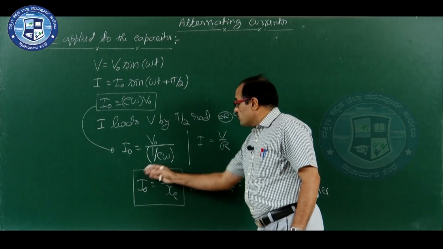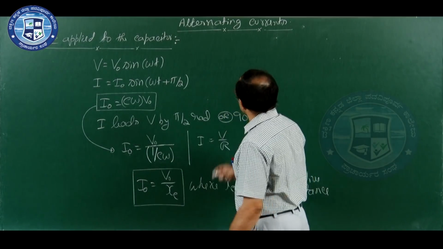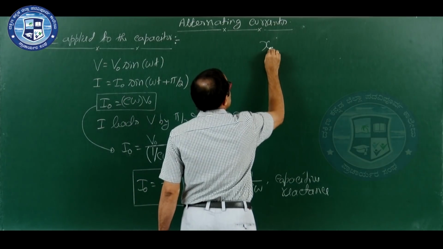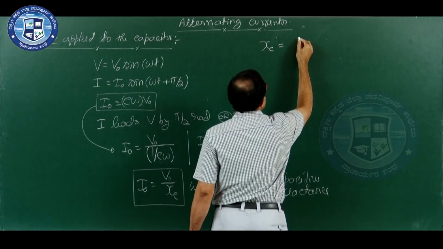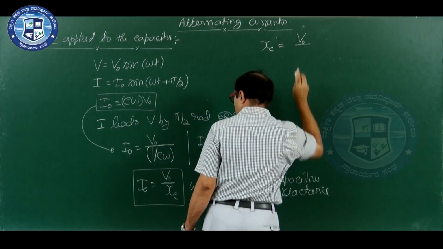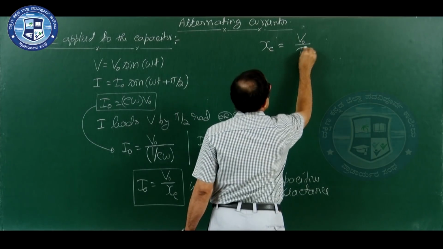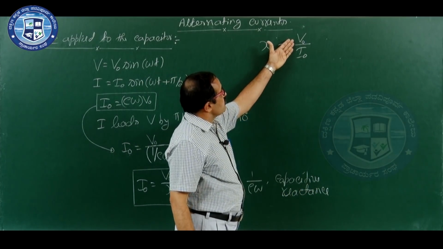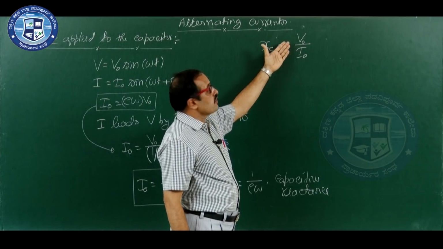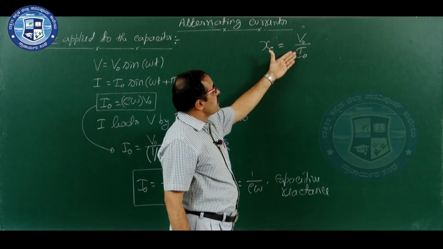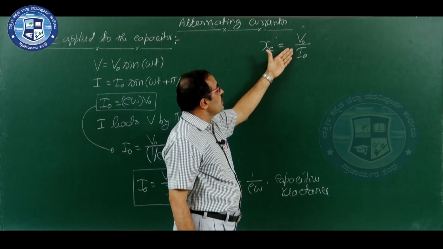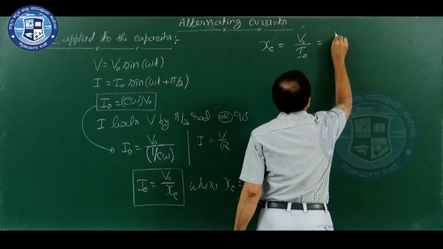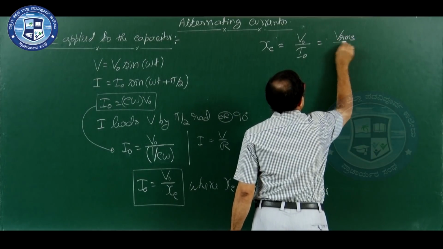Okay. Now, how to define it? Rewrite this formula. If you take this equation, we can rewrite it: XC is equal to V naught divided by I naught. Therefore, how to define capacitive reactance? Capacitive reactance is defined as the peak voltage across the capacitor divided by the peak current through it. It is the ratio of peak voltage to peak current. This is also equal to Vrms by Irms.